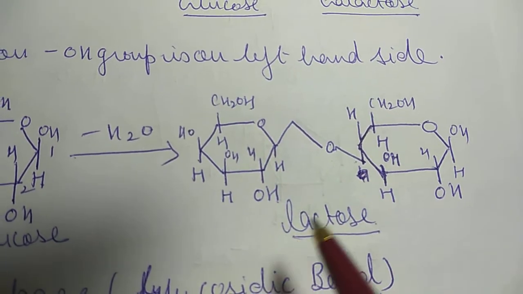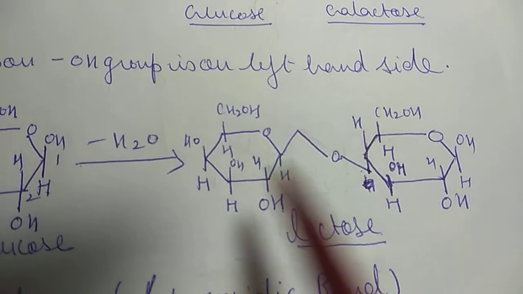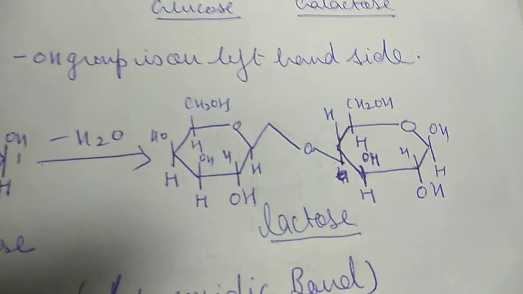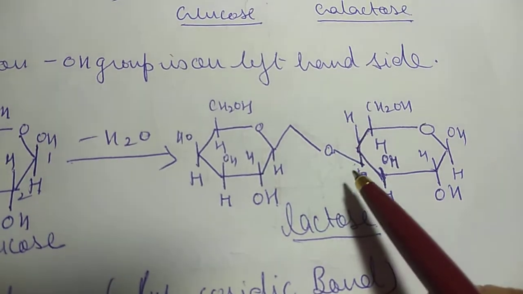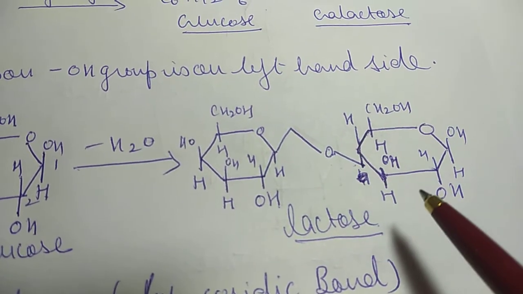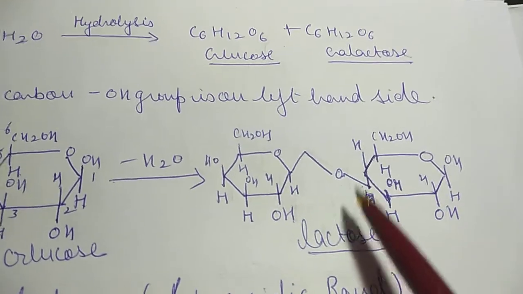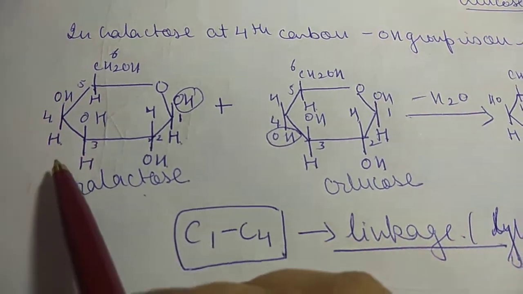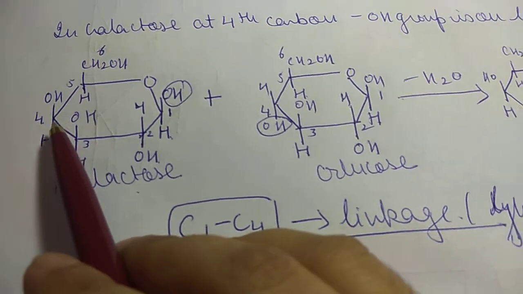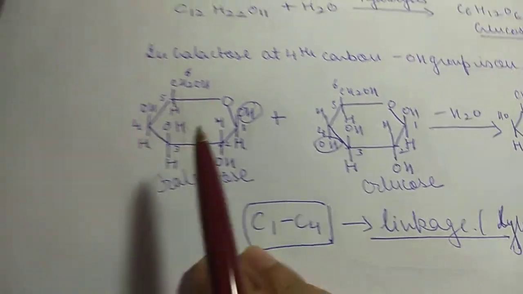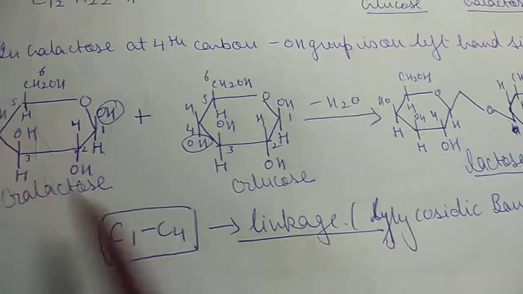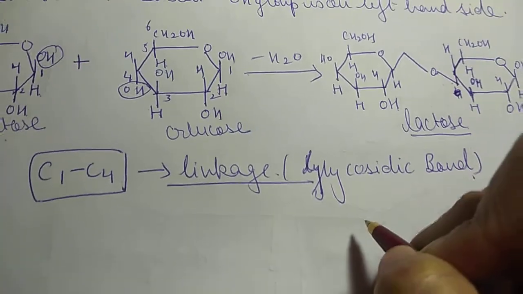It contains 2 pyranose units. 2 pyran rings are there, one of glucose and another of galactose. So this glycosidic linkage is a beta D glycosidic linkage because in the case of galactose, this is beta at carbon number 4. You can see OH is above and H is down. So at carbon number 4 it is beta. That is why this bond is also called a beta glycosidic bond.